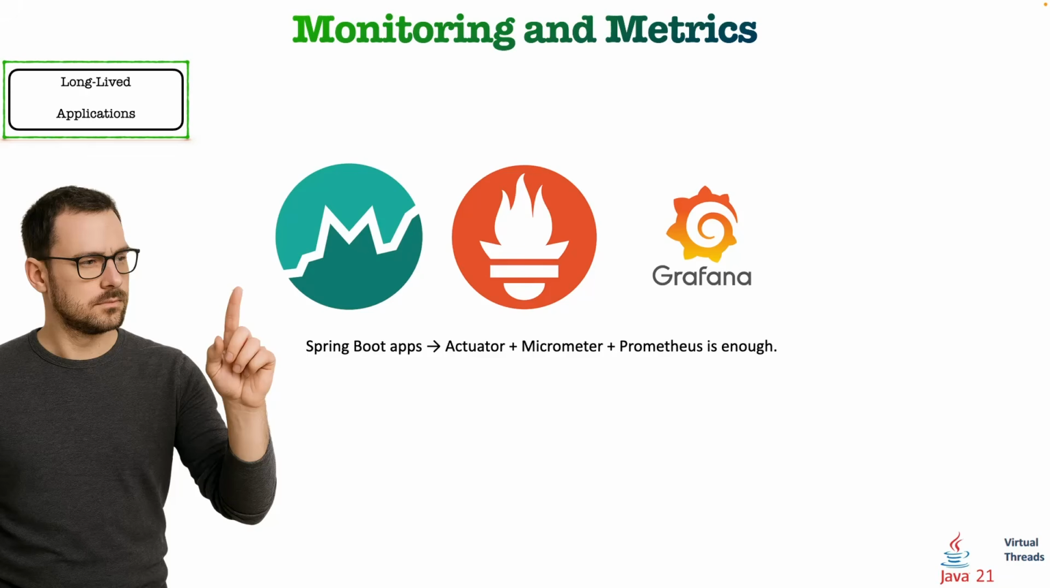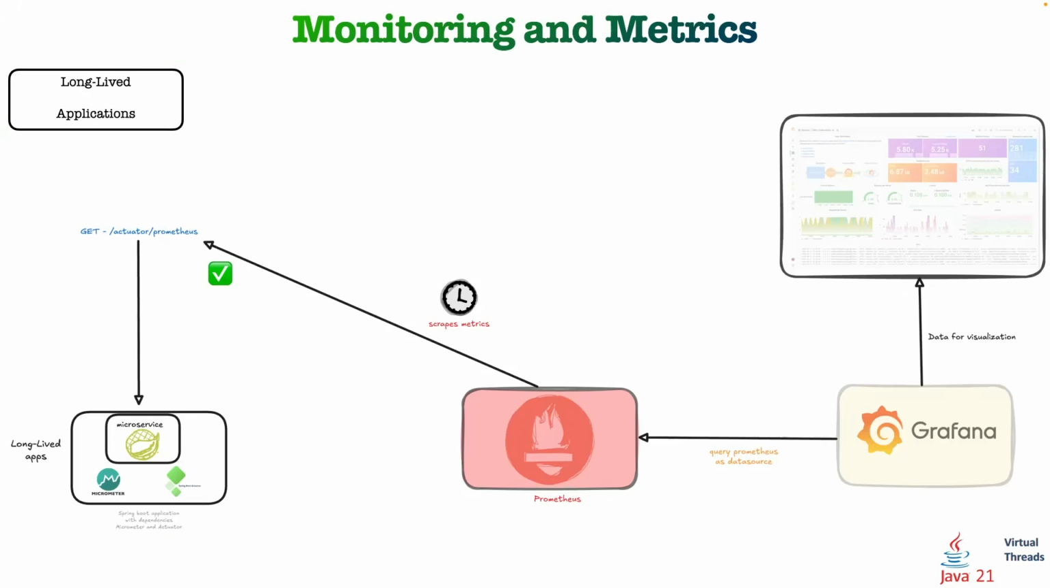So let's try to understand how we do that for long-lived applications first. For long-lived applications, we have here our microservice, and this microservice will use dependencies such as Actuator and Micrometer, for example. Doing that, we can enable and expose the Actuator endpoint for Prometheus. And then we will have Prometheus, which will pull, okay?